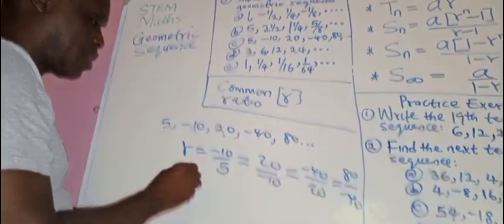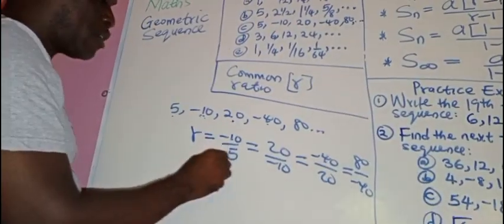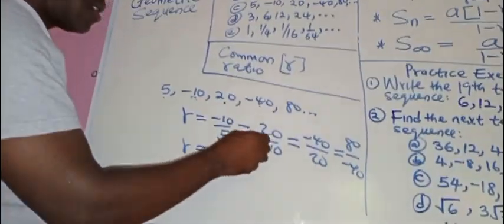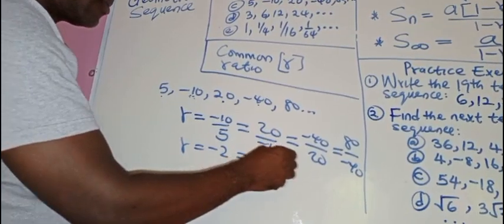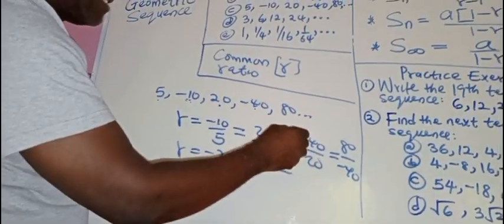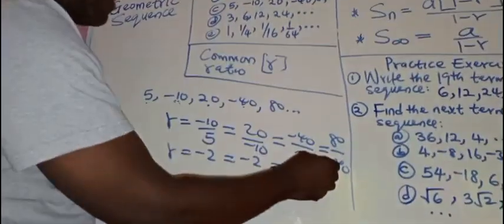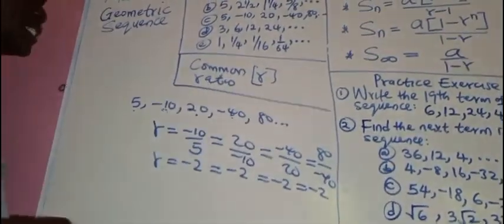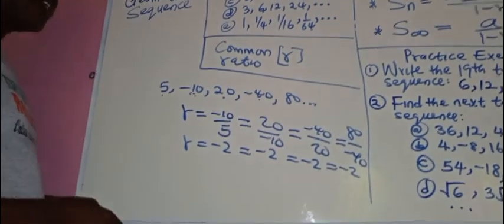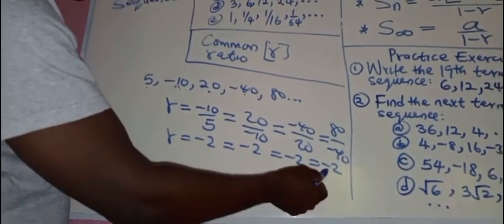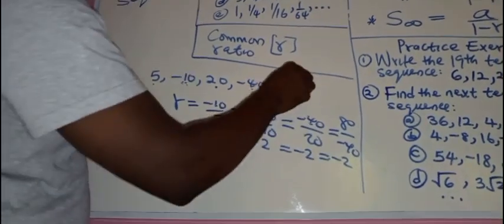Now let's see. Minus 10 over 5, that's minus 2. This, minus 2. Minus 40 divided by 20, there's a minus there, that's minus 2. 80 divided by minus 40, with the minus, that's minus 2. So this is a geometric sequence. Okay? So the multiplying factor is what? Minus 2.